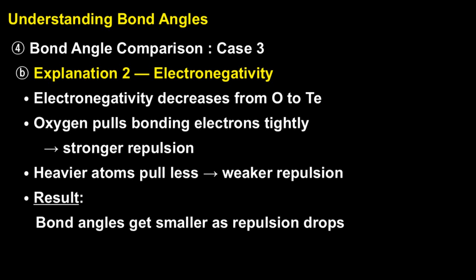Second, electronegativity decreases as we go down the group. Oxygen is more electronegative, so it pulls bonding electrons in more tightly, creating stronger repulsion. But heavier elements like sulfur and tellurium don't pull as hard, so the repulsion between bonding pairs gets weaker, and weaker repulsion means a smaller bond angle.